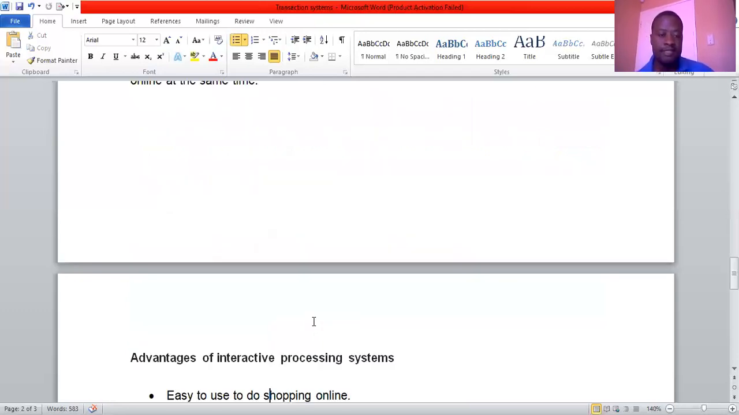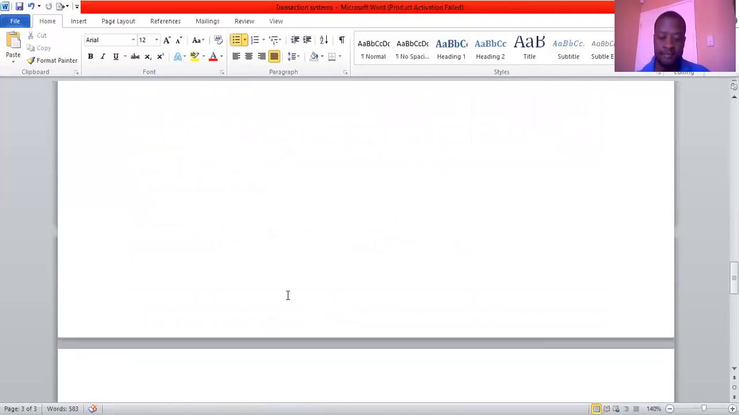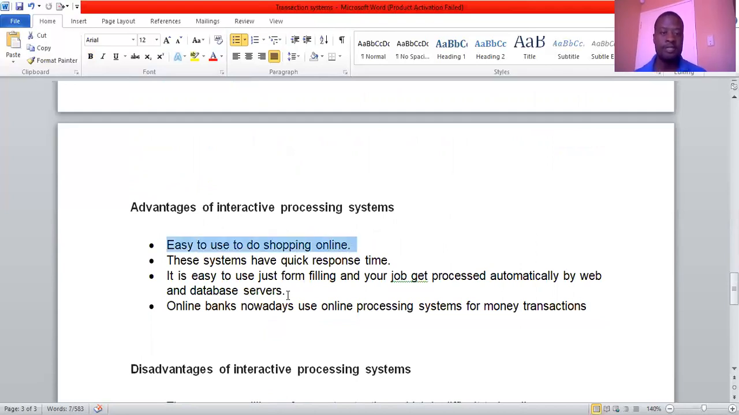Now let's look at the advantages of the interactive system. It's very easy to do shopping online, and I know some of us have done online shopping. You just go to the site where you want to buy your item, put in the right information, and everything is processed. Then you receive your item in maybe a day or so. The whole process is very easy.